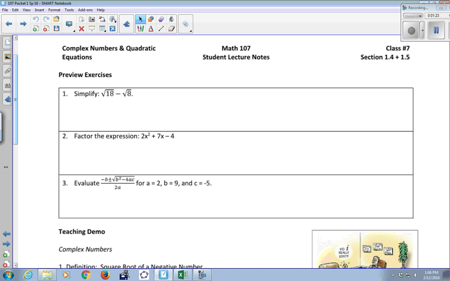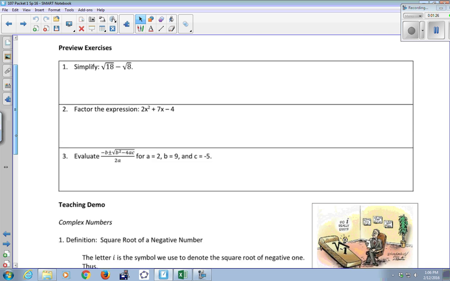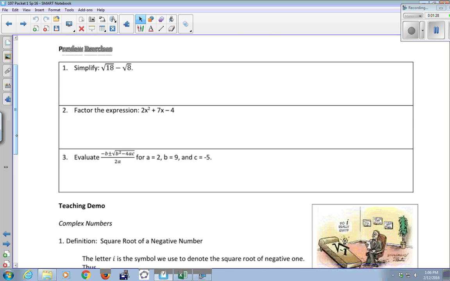All right, so let's start with the teaching demo. People seemed pretty okay with the preview exercises. And if you weren't, we're going to go over some of the tools that you need to do this in the lesson anyway.